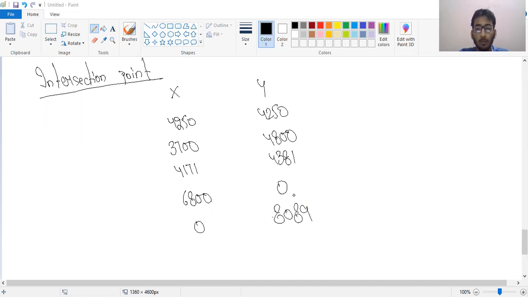So basically we got the 5 points. We got 5 points where the intersection is happening. Okay. So at these 5 points, intersection is happening. Now we need to see which point is the best.